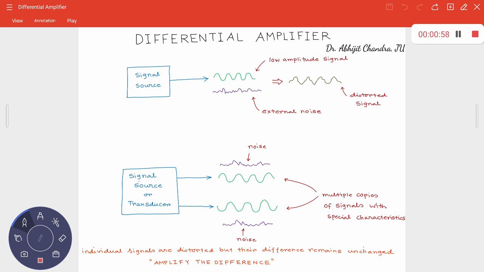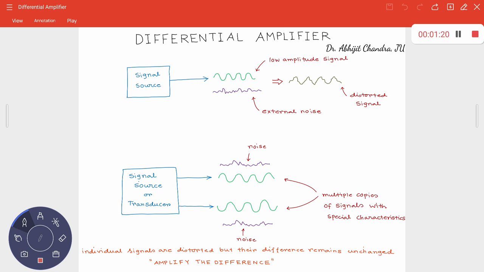Now, this may happen everywhere. Whenever some signal is being generated, whenever I'm saying something, I'm basically generating some audio signal, right? And sometimes you are required to transmit that information, that audio signal, over a communication channel, for example.